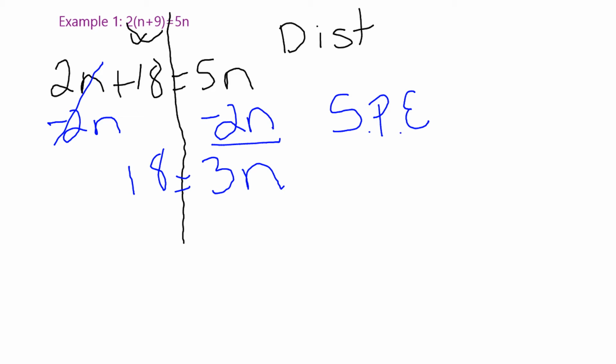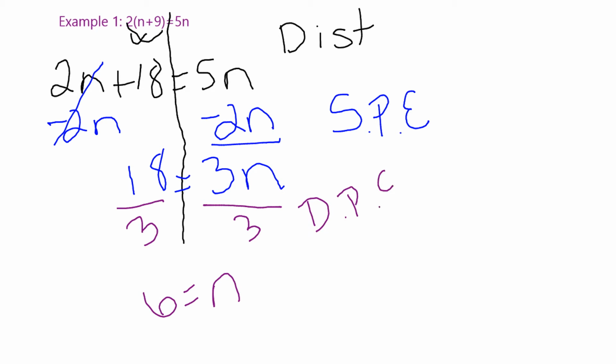In my last step, I have 3 times n. The inverse of multiplication is division. What I do to one side, I have to do to the other side to keep it balanced. So I'm left with n equaling 6, division property of equality.